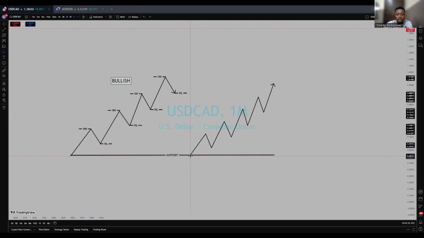Okay, so now price created what? From a level of support, it created higher high, higher low, higher high, higher low, higher high, higher low, higher high, higher low, higher high. So now we know right here, this HL, the higher low. If price is to move again, what would price likely do? Price will likely move higher, creating a higher high. Okay?